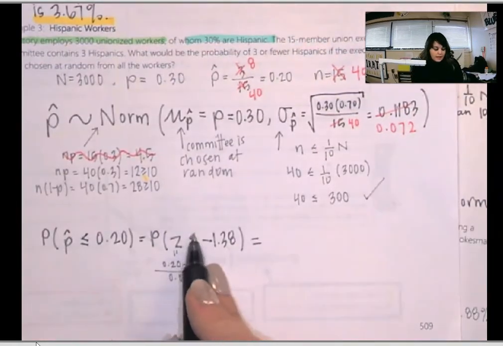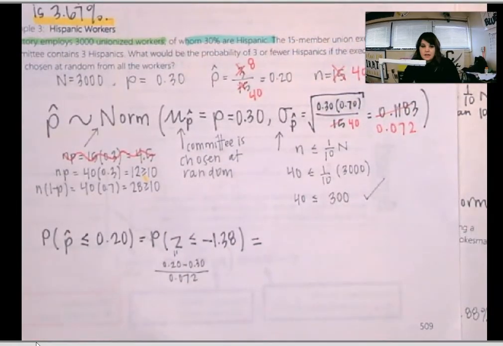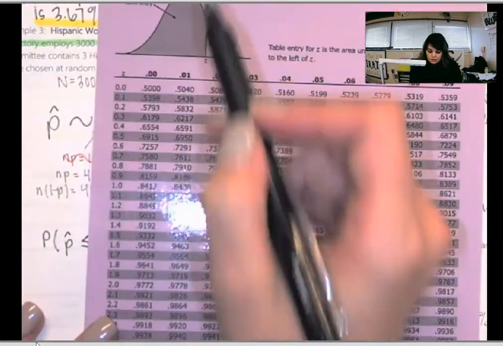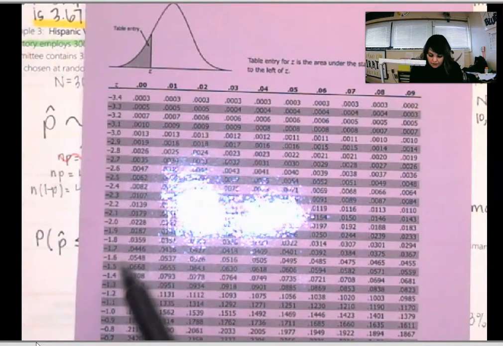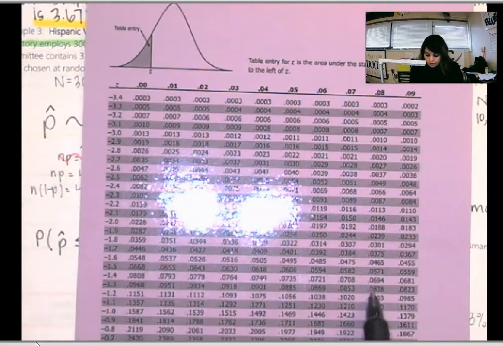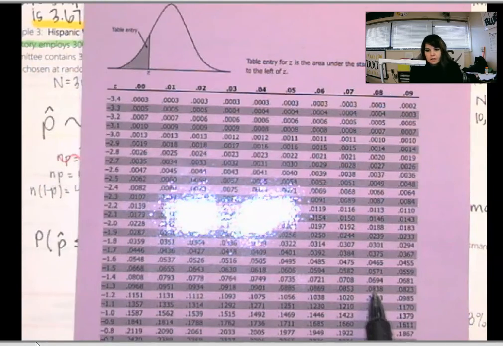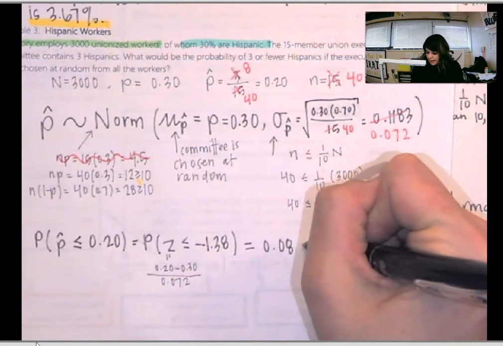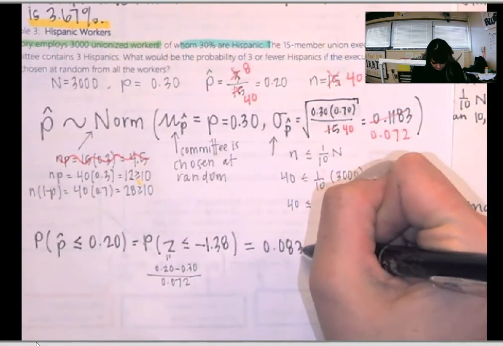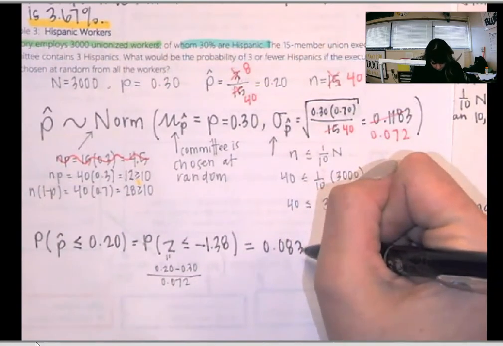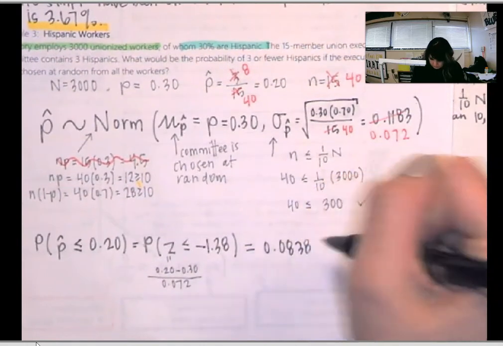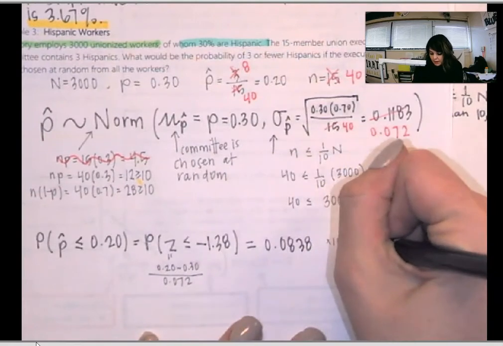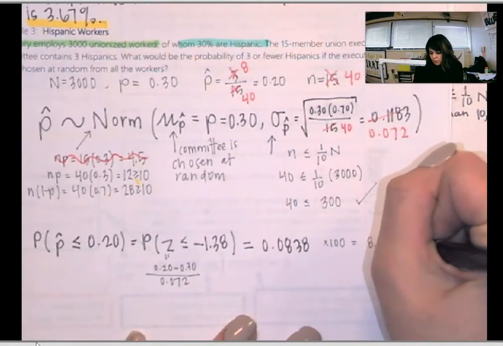This is to the left, so when I pull my z-table this time, I don't have to do any 1 minus, anything like that. I go to the negative side, I find negative 1.3, go all the way over to 8, and I'm getting 0.0838. I'm just double checking. If I want the percentage for that, I can times by 100, and that would give me 8.38%.